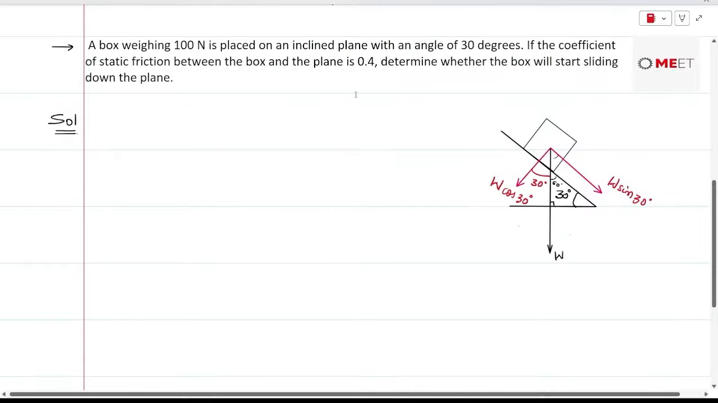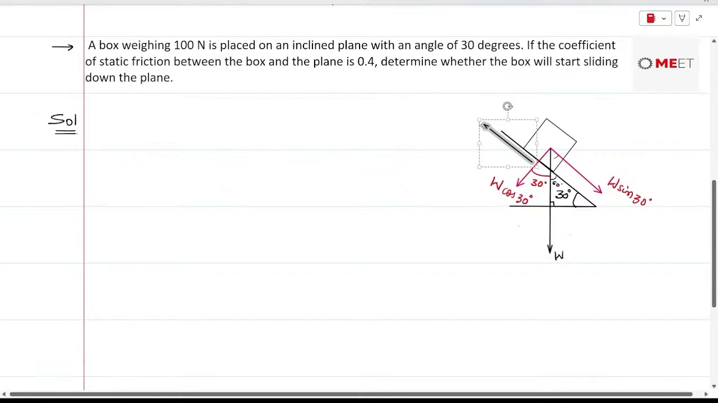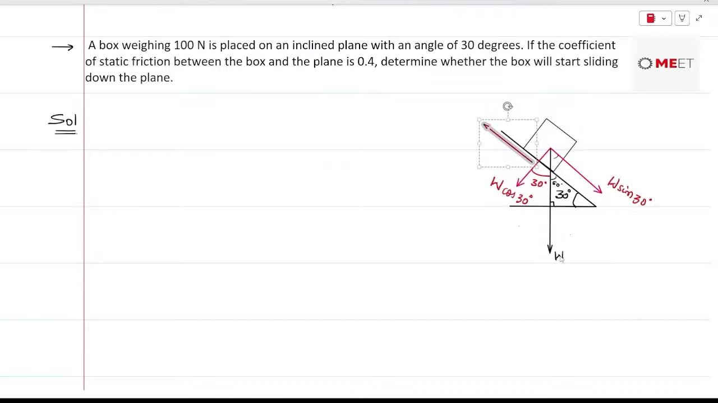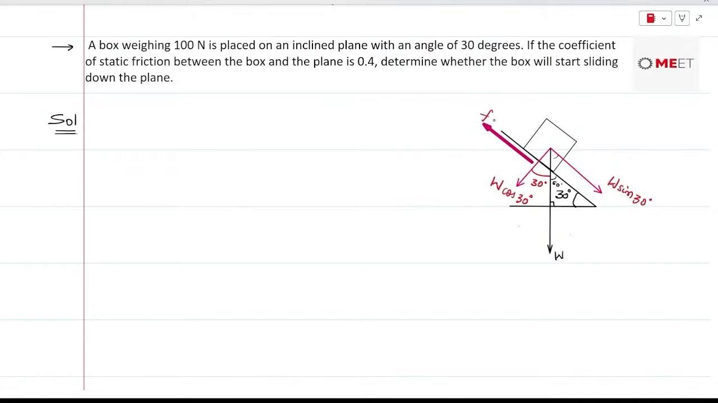Now there will be one more force as the surface is rough. So one more force which is going to resist the motion of the block along the plane, and that is the friction force. Let me just align it, and let me change the color of this force. So this will be the friction force, which is going to be resisting. Let's say it is F.